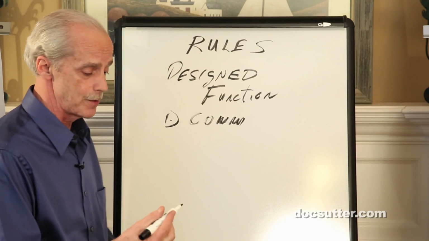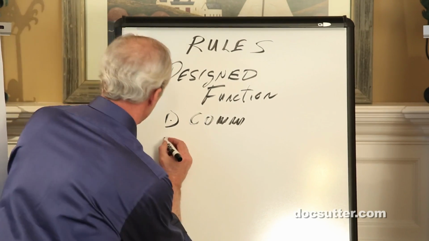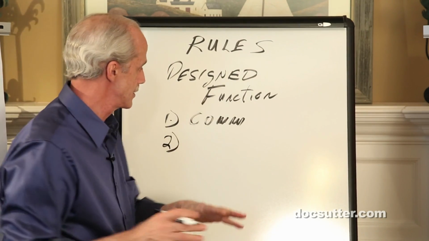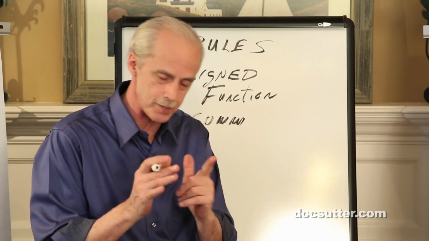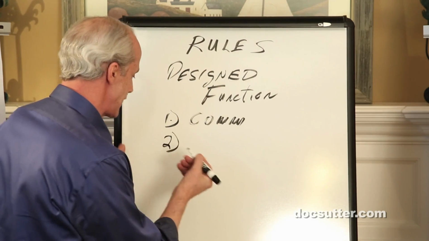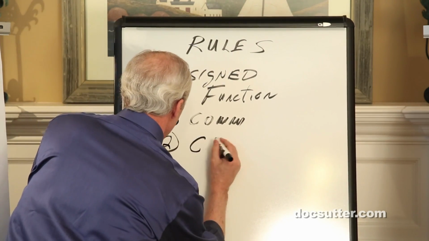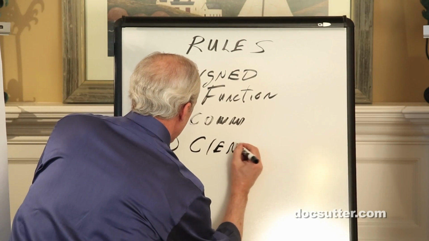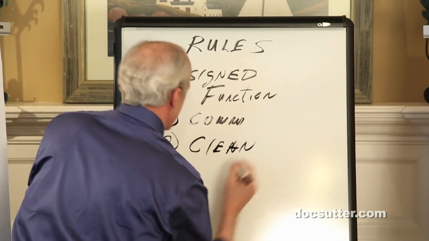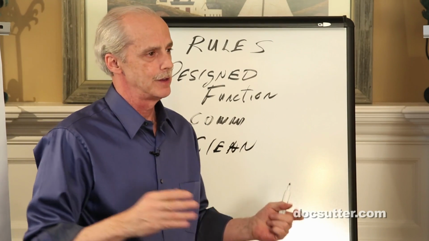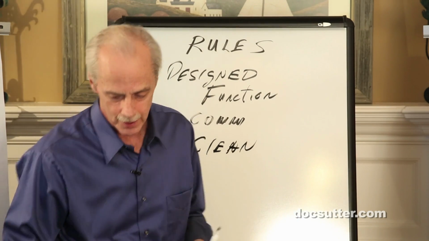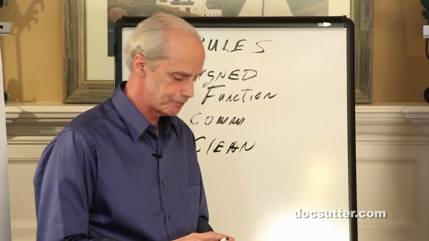Now, the second requirement, and these are requirements. These are things the cell absolutely has to have in order to be healthy. The second requirement is that it has to have a clean environment to live in. Now, this should be pretty easy for you to figure out.